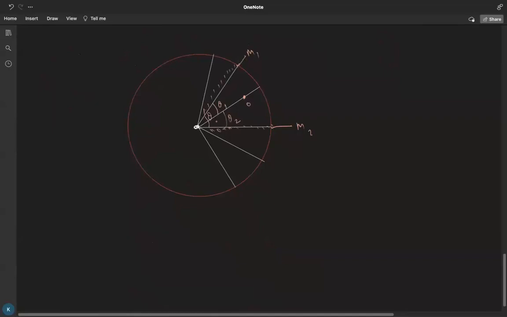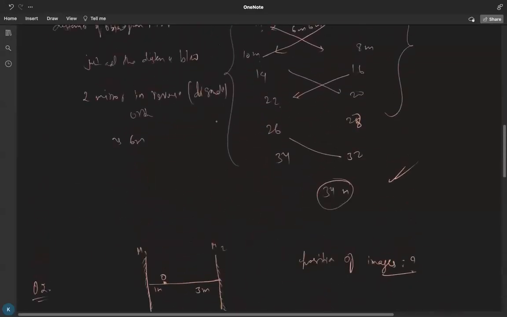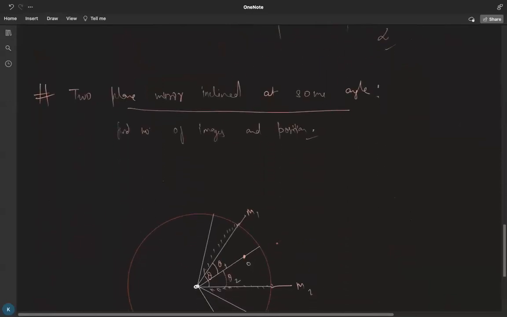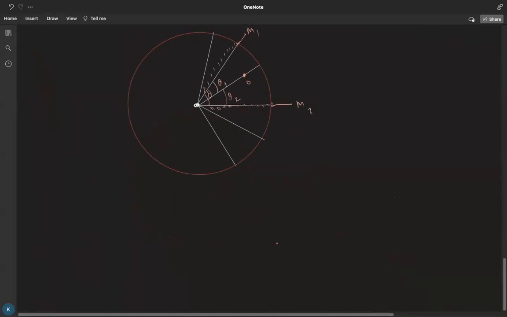Now look carefully at the figure given: two plane mirrors kept at an angle, and the angle between the line joining the center and the object and the first mirror is theta 1, and the angle between the line joining the object and the center to the second mirror is theta 2. Now you have to find the total number of images and the positions. What you have to do here is the same thing that you do for parallel mirrors. The only difference is that in parallel plane mirrors the number of images is infinite, but here the number of images will be finite. First you write M1, M2, and you all know that the angle between the two plane mirrors is theta.